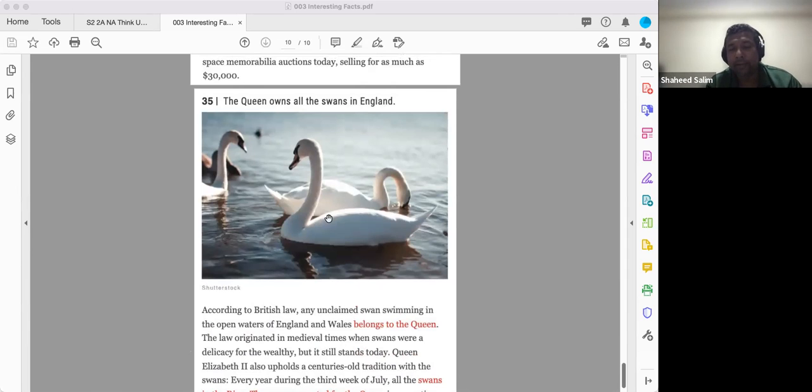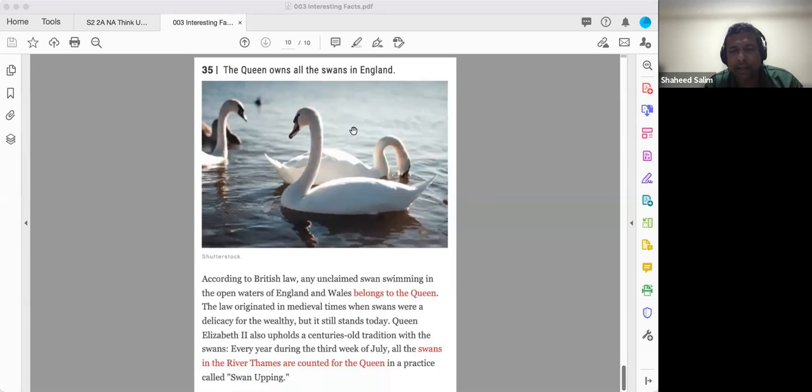Okay, now swans. You know what swans are? Angsa in Malay they call it. I didn't know that the Queen of England owns all the swans in England. So every year they will have a count. Third week of July, they will count the number of swans in the River Thames for the Queen.